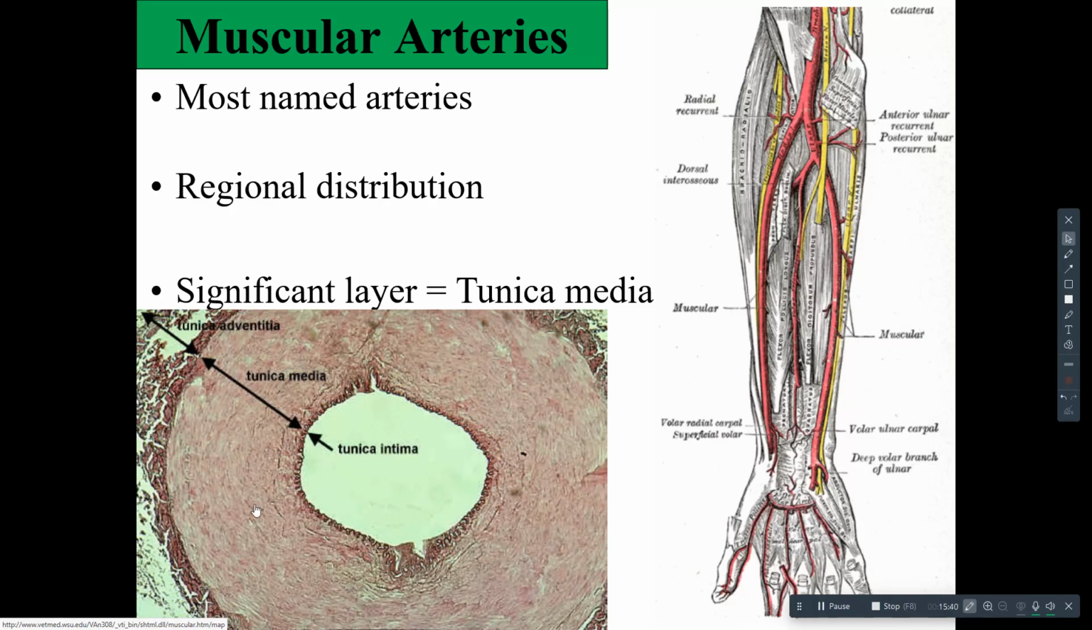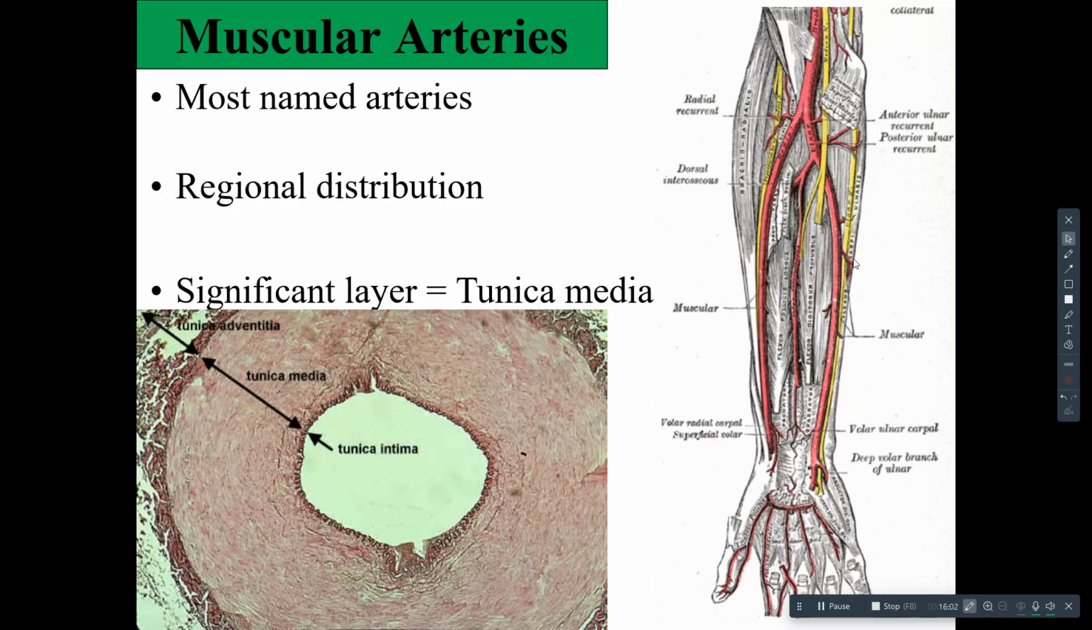This is a cross-section of a muscular artery down here. Check out the lumen. We see the intima or the interna. And then we also see the tunica media, and the tunica adventitia outside. And the media is the biggest here. Big media is good for dealing with high pressure.